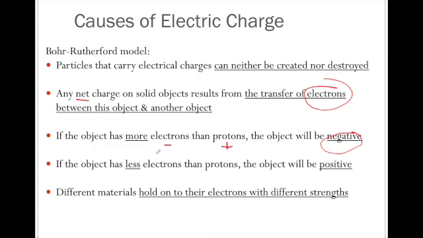Okay, good. You hopefully said that for something to be neutral, it will have to have an equal number of electrons and protons. So we see three cases. Either we have more electrons, fewer electrons, or an equal number of these two.